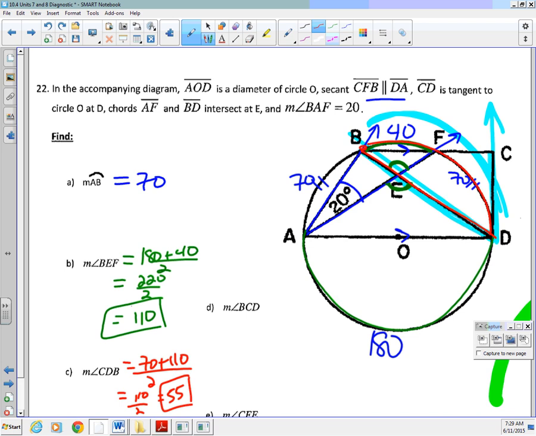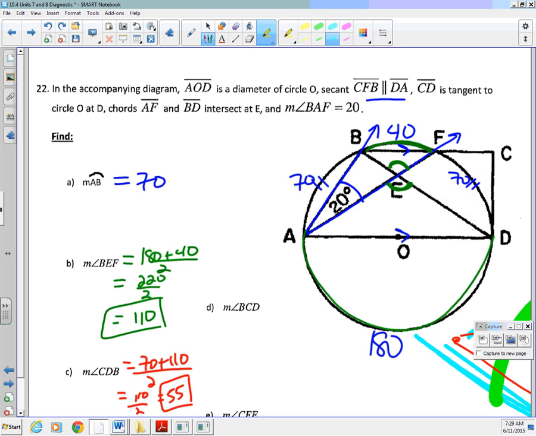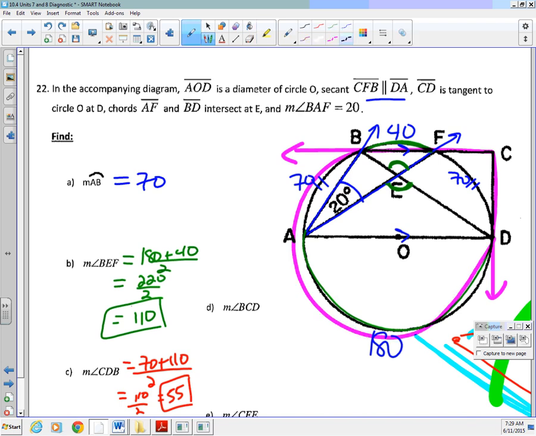All right, angle BCD. Let me clean that up a bit. Gets a little cluttered sometimes. Angle BCD. BCD is an outside angle. So it can be gotten by taking the major arc and subtracting the minor arc. So my major arc is 70 plus 180. So I have 70 plus 180, which is 250, minus the minor arc, which is just this guy.